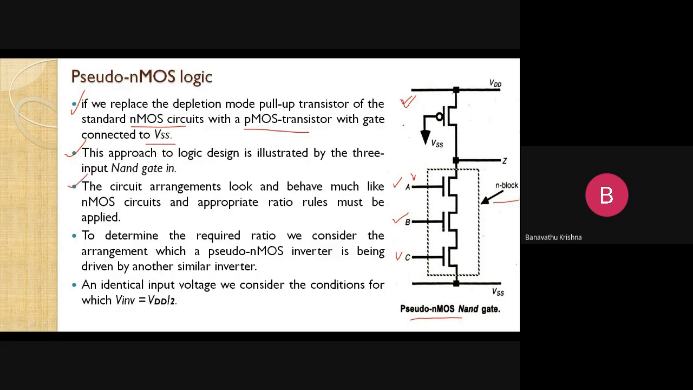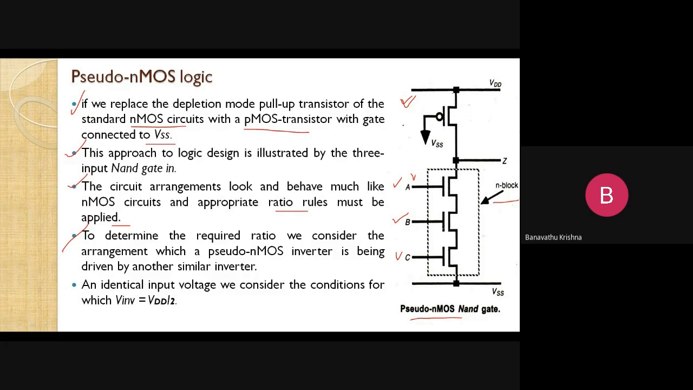And the third point: the circuit arrangement behaves much like NMOS circuits, and appropriate ratio rules must be applied. So here also I want to calculate the ratio of this particular pseudo NMOS logic. Here also I am going to determine the pull-up to pull-down ratio. And the fourth point: to determine the required ratio, we consider the arrangement in which a pseudo NMOS inverter is being driven by another similar inverter, right?